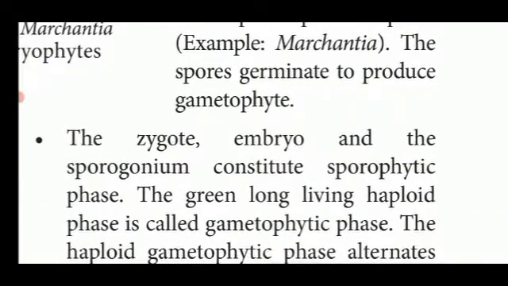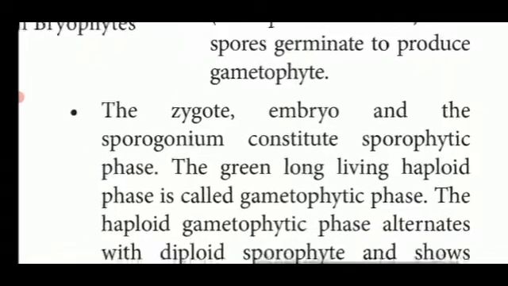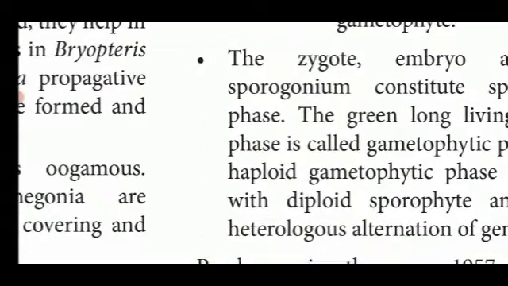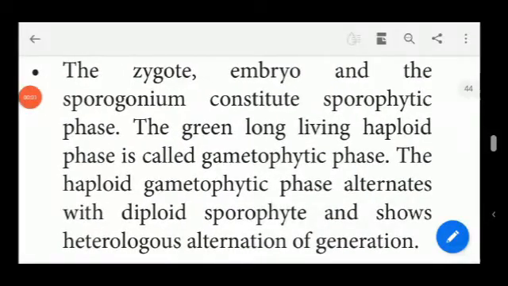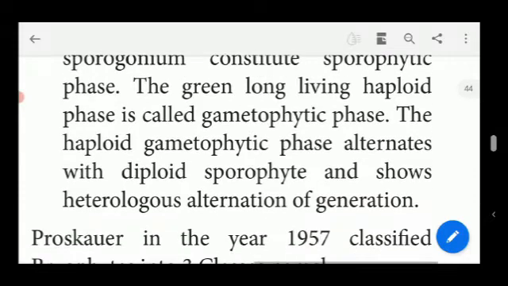These spores germinate to produce a gametophyte. The homospores which are present in the sporophytic generation are helpful for the formation of the gametophytic generation. The zygote, embryo and the sporogonium constitute the sporophytic phase. The green long-living haploid phase is called the gametophytic phase. The gametophytic phase alternates with the sporophytic phase, which is diploid in nature, and such alternation of generation is called a heterologous alternation of generation.